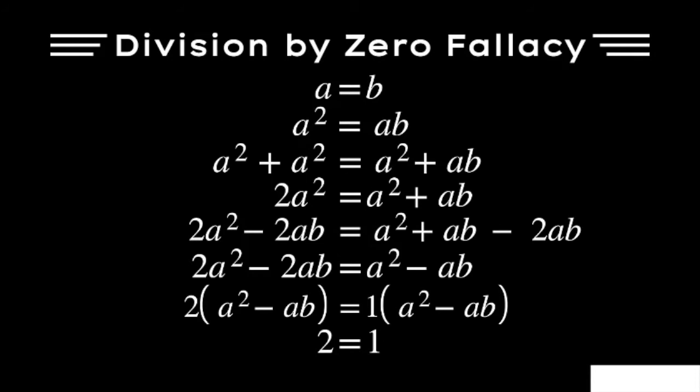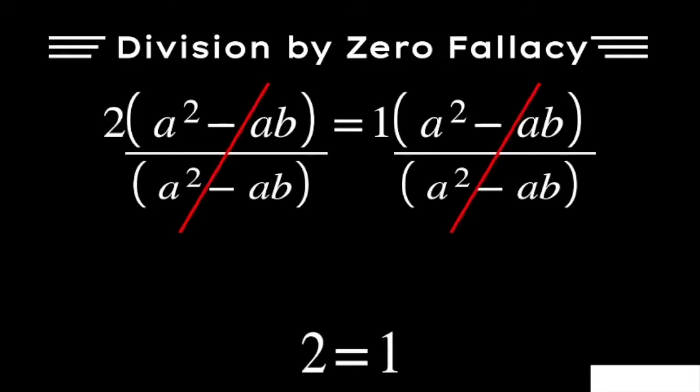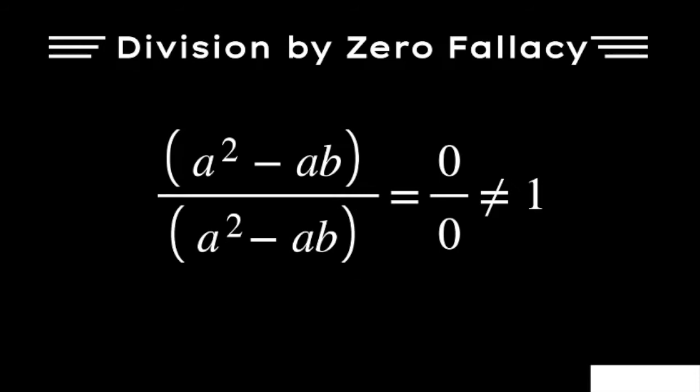The mistake can be found in the last few steps of the proof, where we would be dividing both sides by a squared minus ab. This results in 2 times 1 equal to 1 times 1. However, since we said at the beginning that a equals b, a squared minus ab equals 0, this expression would equal 0 divided by 0, which does not equal 1. 0 divided by 0 is what we call undefined, and is the flawed argument in this division by 0 fallacy.